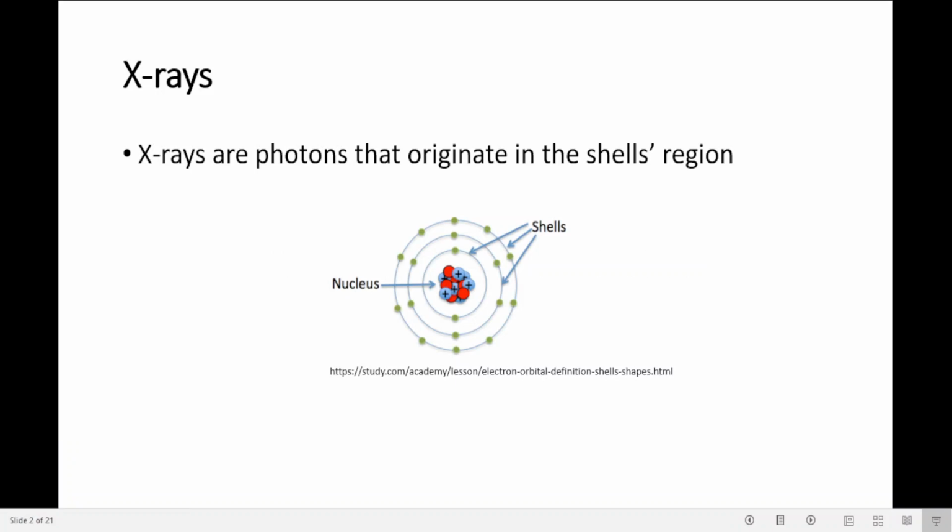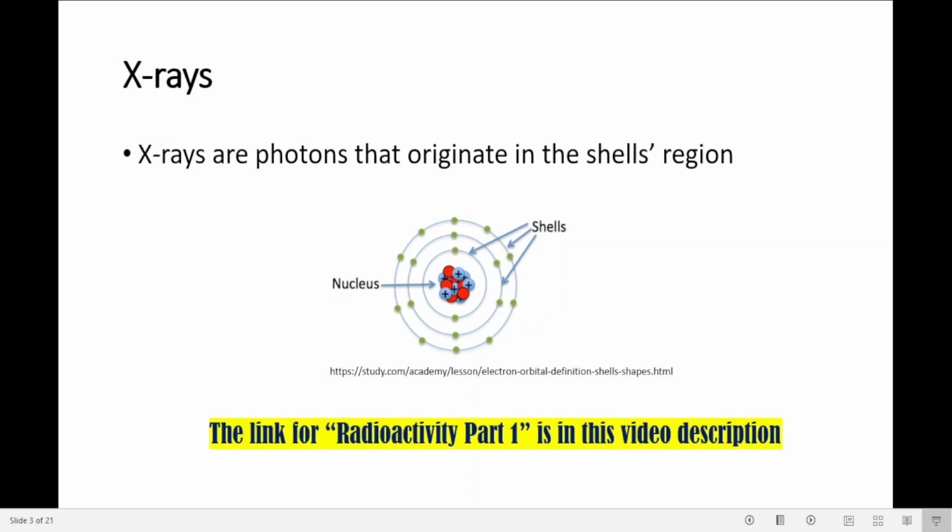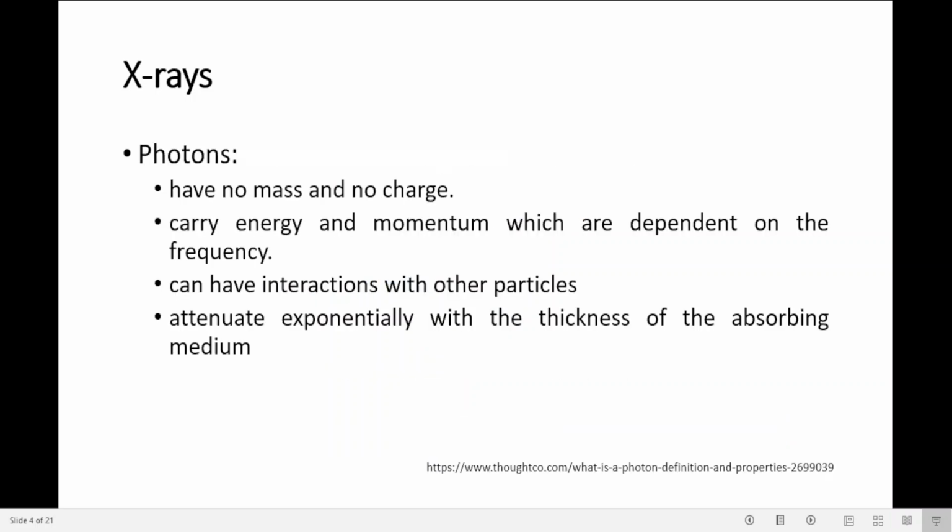X-rays are photons that originate in the shell's region near the nucleus. Another example of photons is gamma rays. In the video Radioactivity Part 1, I talk more about it. If you have not watched it, the link is in this video description.